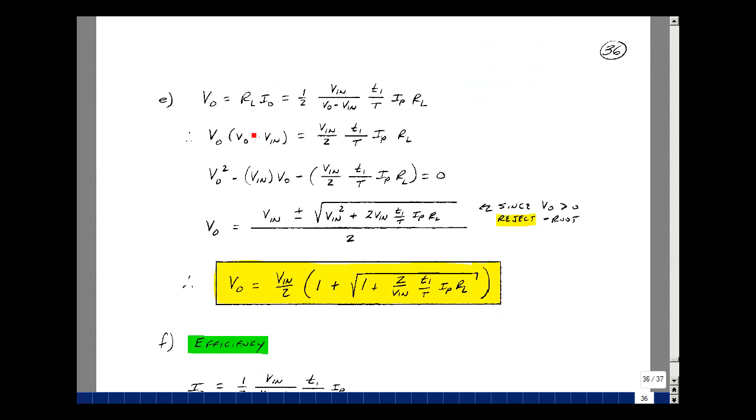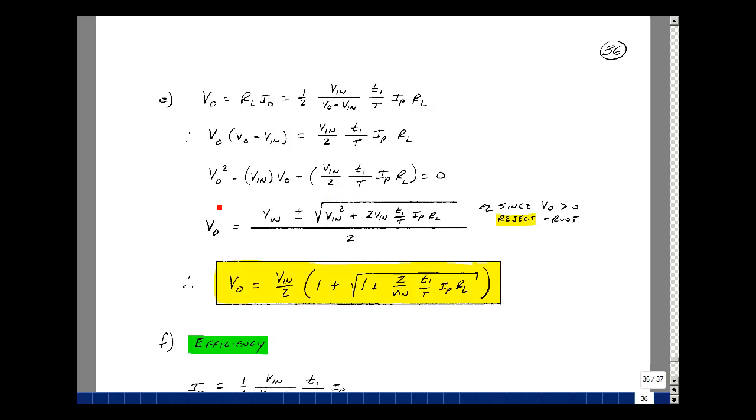The average voltage out is equal to the average current out times R sub L. We have the equation for the average value of I out on the previous page, so we're just going to multiply that by R sub L. Let's cross multiply by this term, which is V out minus Vn. I'm left with 1/2 Vn, T1 over T, I sub P, R sub L. Now if you multiply this out, you get V out squared minus V out times Vn, and then minus this term on the other side of the equation.